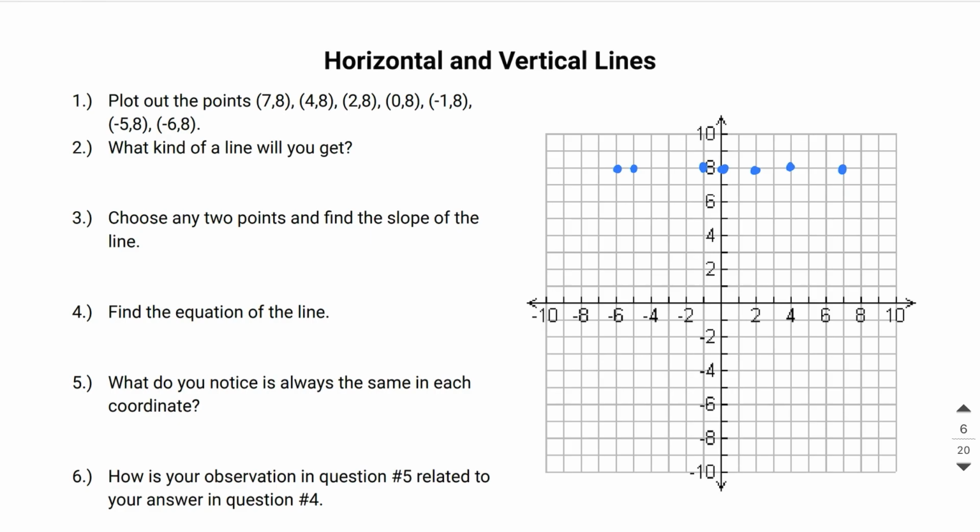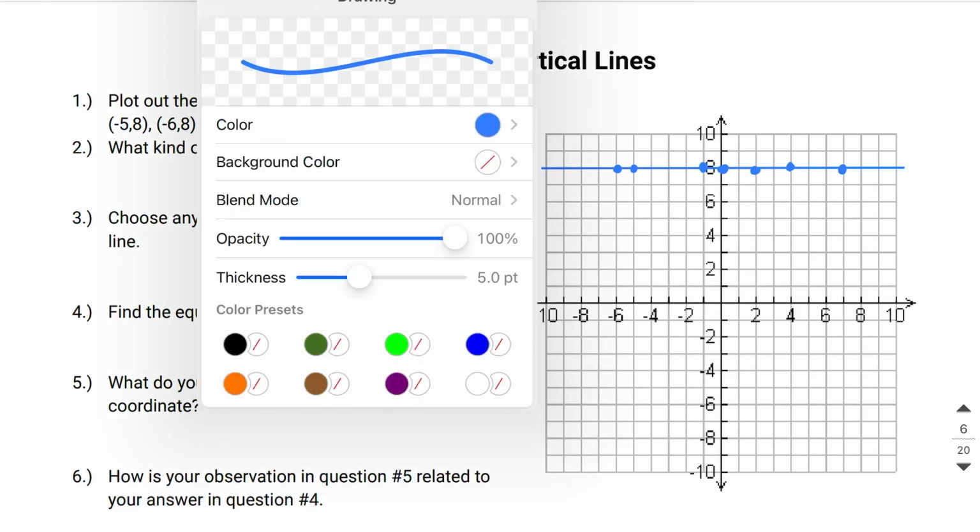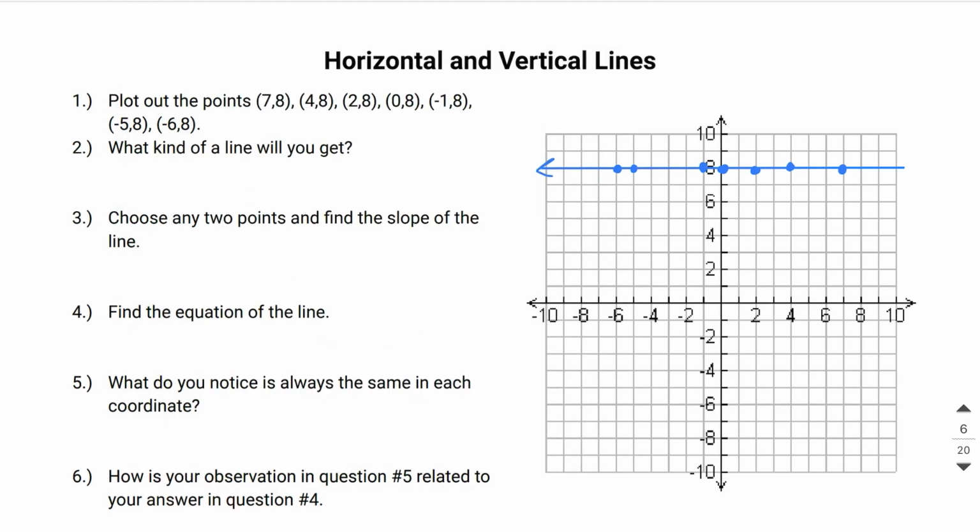So as you can see, these points form a horizontal line. And don't forget your arrows because we are drawing a line and lines go on forever. So here we'll have our arrow right here. All right, cool. So what kind of a line will you get? We just decided that it would be a horizontal line.